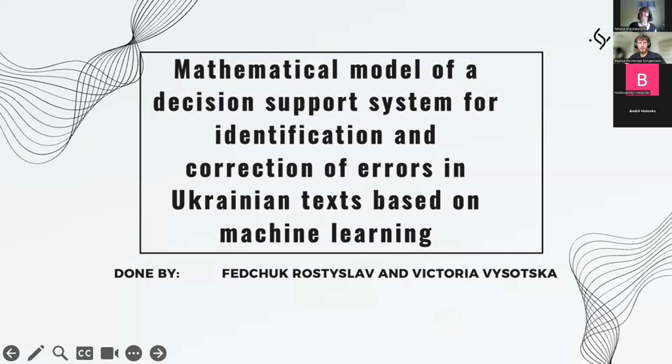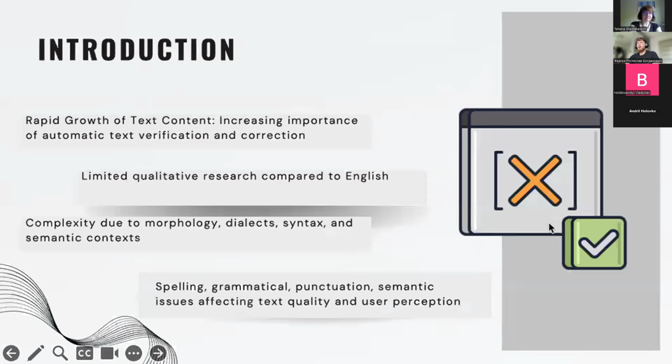Okay, so let's get started. Today I'm going to present a mathematical model of a decision support system for identification and correction of errors in Ukrainian texts based on machine learning. So let's go into it.